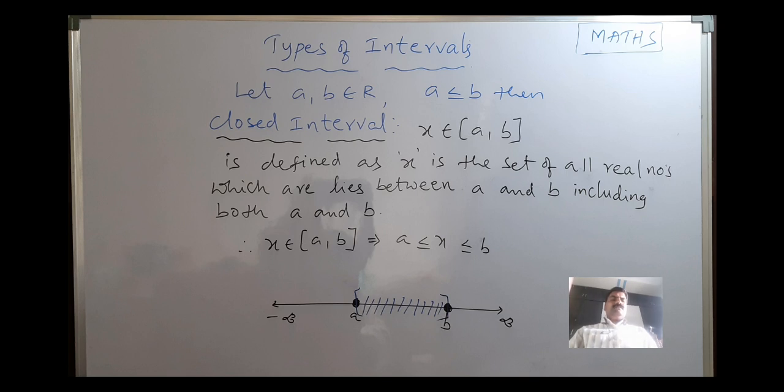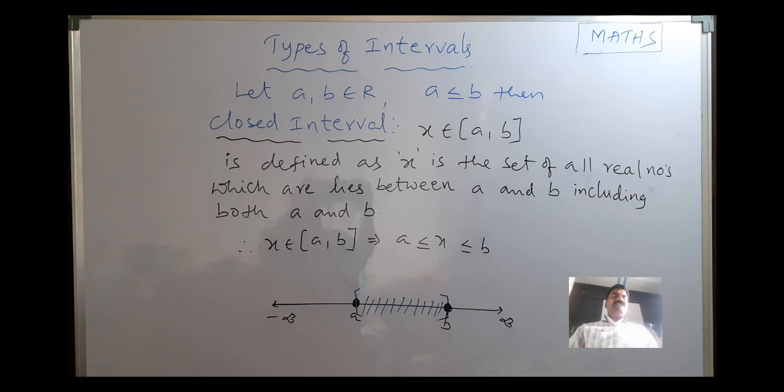Now let us see this concept, how to represent it on a number line. The number line starts from minus infinity to plus infinity, it is the real number line. Since we consider a comma b are any two real numbers, now let us plot a and b. The smallest one is a, that's why first we need to write it, and the second one is b.